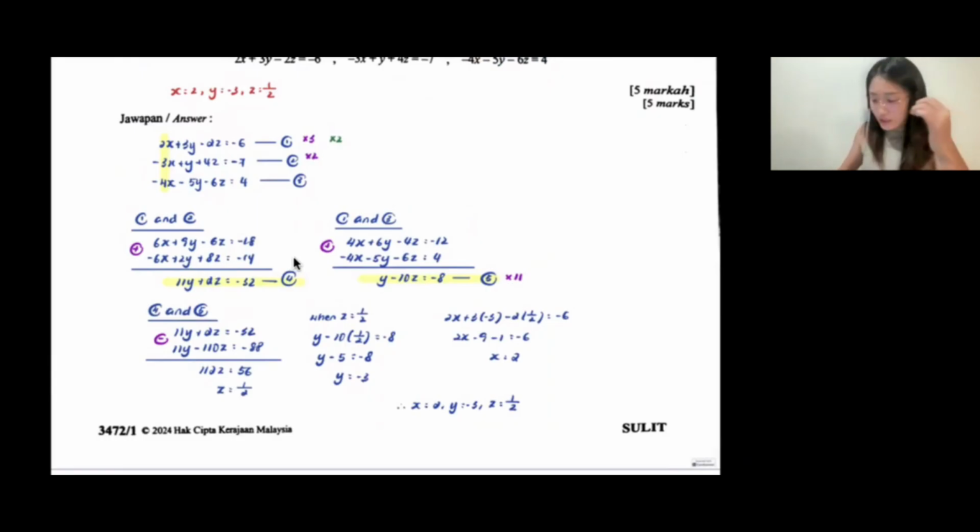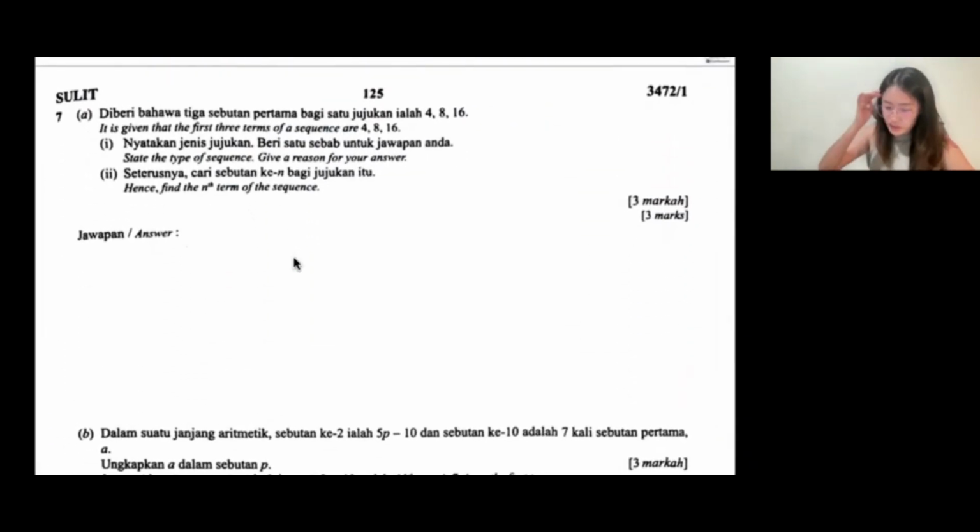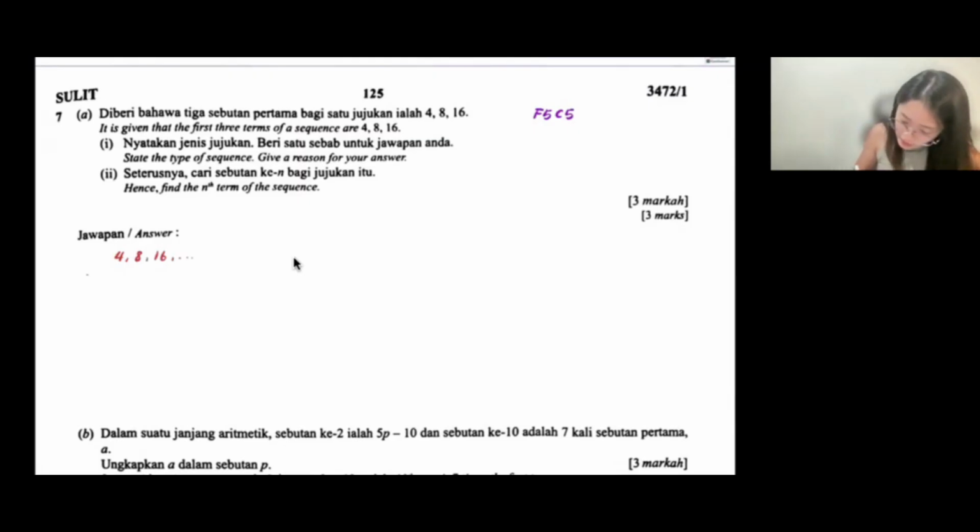All right, next one, let's look at 7. Question 7 is progression. Form 5, chapter 5, progression. Now it is given that the first 3 terms of the sequence are 4, 8, and 16. Let me write it down. 4, 8, and 16, and so on. State the type of sequence. Give a reason for your answer.